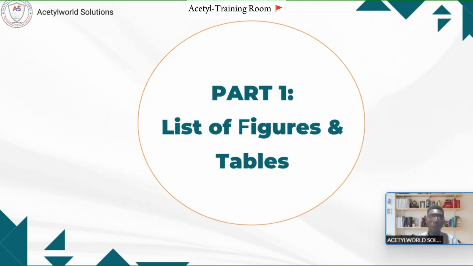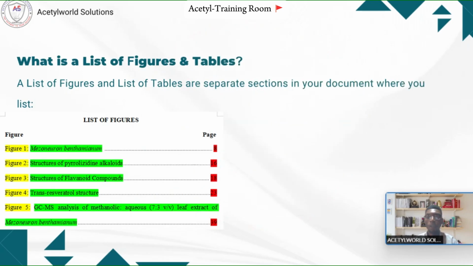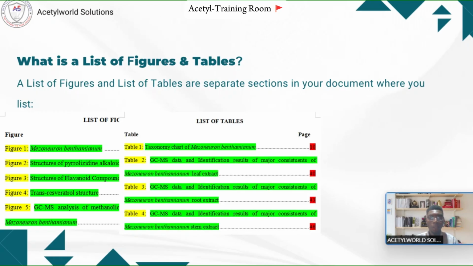Now, the first formatting that we'll be discussing is the list of figure and table. Firstly, what is a list of figure and table? It's not a new thing. List of figure and list of table are separate sections of your document where you write List of Figures as a headline, and on another page you write List of Tables. Under it, it will contain the list of figures in your document in this structure. You can see it now, and the list of tables as well.